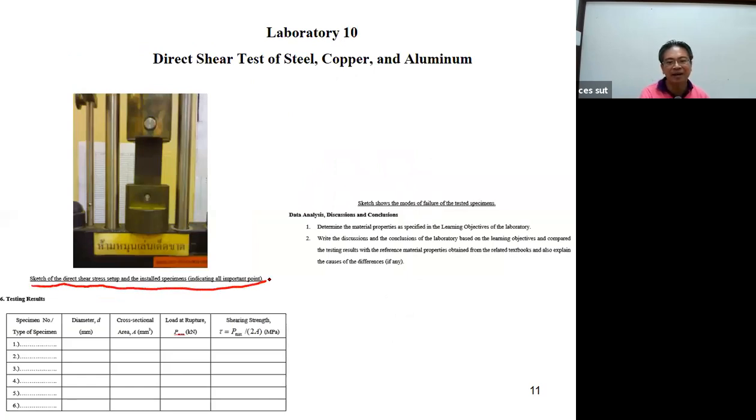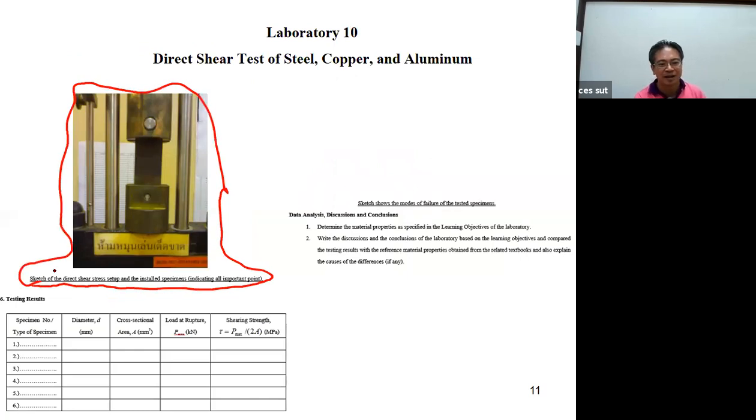You may put this one as a sketch. You must sketch this one; you cannot take the picture. You must sketch the test setup, record the testing results, sketch the failure mode, and do the discussion and conclusion. Then you take a picture, make it a PDF file, set the name, and turn it into Google Classroom. That is for the metal.